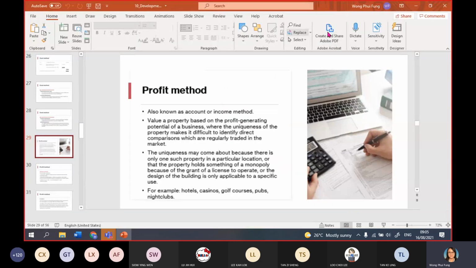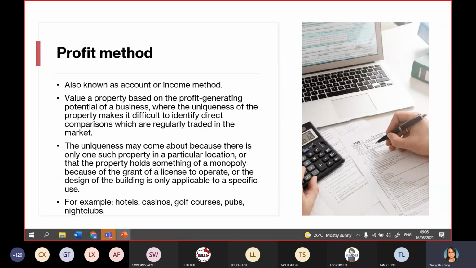All right, welcome back. Next, I'm going to talk about profit methods. As I mentioned at the beginning, this profit method is not the profit method that you learn in preparing the feasibility study and also your appraisal. So under this chapter, the profit method, sometimes we also call it the account or income method.